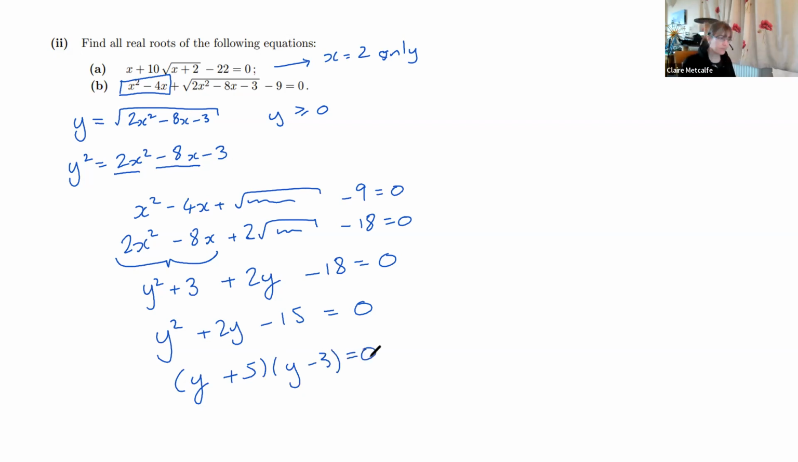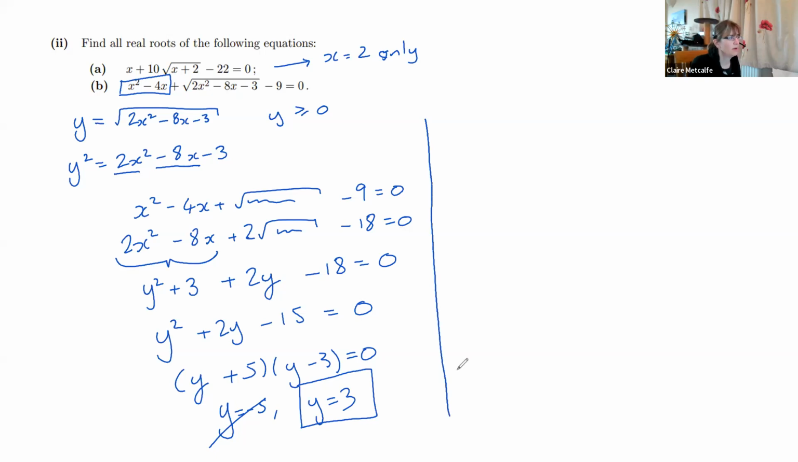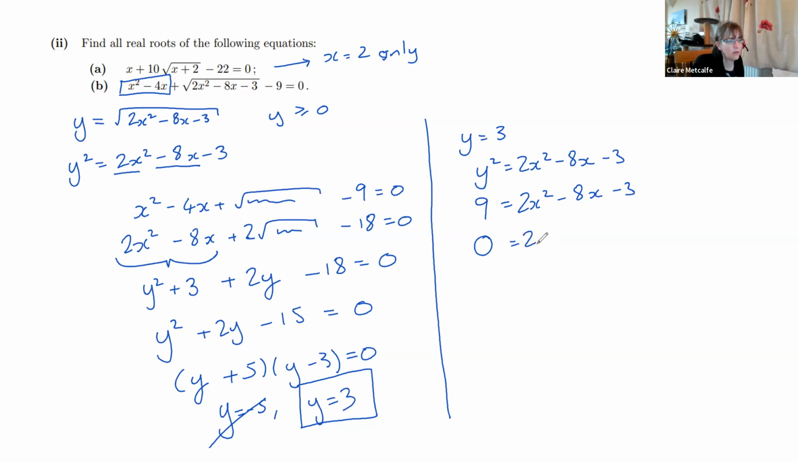So we've got that. This gives me the solutions y equals minus 5 and y equals 3. Again, we know that y is positive. So we've just got this part. So we've got y equals 3. Therefore, we've got y squared equals 2x squared minus 8x minus 3. So 9 equals 2x squared minus 8x minus 3. So 0 equals 2x squared minus 8x minus 12.